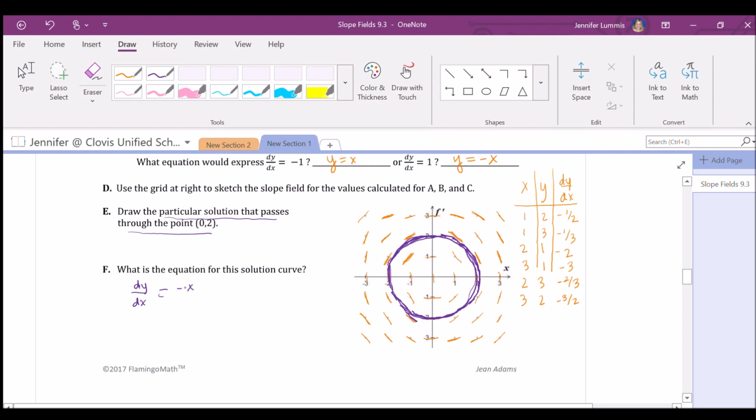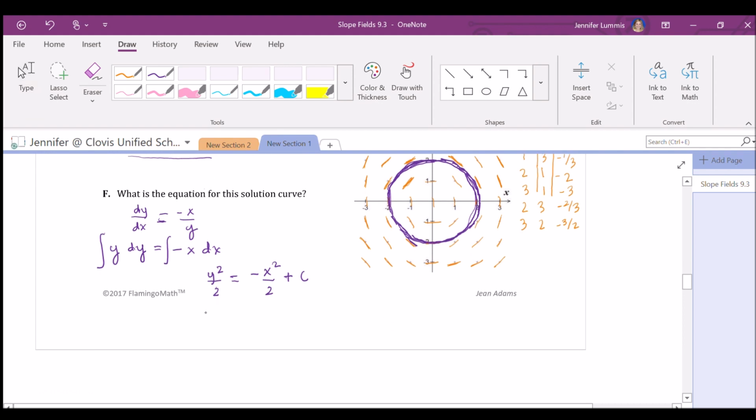-x over y. We're going to separate our variables, so multiply y over to the left, multiply dx over to the right, and then we can integrate both sides. So on the left side, we'll end up with y squared over 2. On the right side, -x squared over 2 plus c. We're going to go ahead and multiply by 2 everywhere. Y squared is equal to -x squared plus c.